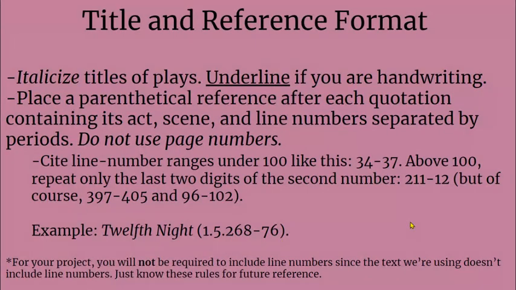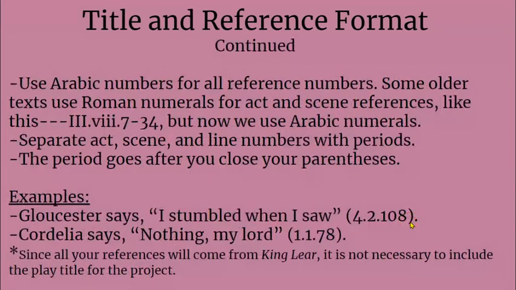All right, now, here's the thing. For this project, you are not required to include line numbers. I'm not making y'all do that because the text that I issue to you does not have line numbers, and I'm not going to make you go hunt down the line numbers. That's ridiculous. All right, I have read this play enough times to know, based on just the act and the scene number, where to find the line. So don't worry about line numbers. I just wanted to go over this so you know for future reference that you're aware of how to do this, because it is possible you could have to do this again.